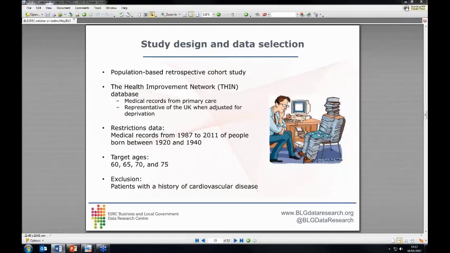The data cut was restricted to medical records from 1987 to 2011 of people who were born between 1920 and 1940. From this data cut, 4 cohorts consisting of patients who turned the target age between 1987 and 2011 were created. The target ages were 60, 65, 70, and 75, which are key ages of initiating statin uptake in the general population. Patients with a history of cardiovascular disease were excluded from the analysis.